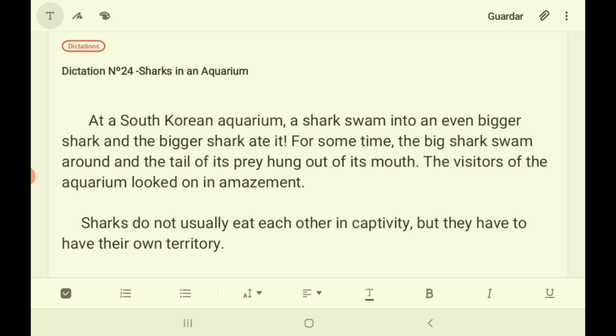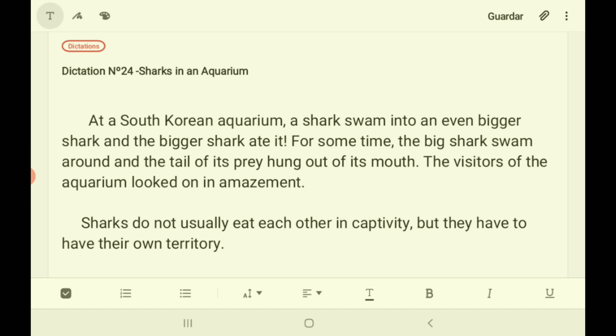Okay, so now I'm going to read it at a normal speed so you can check out not only how can you pronounce correctly the words, but also can you intonate the sentences like a native speaker.